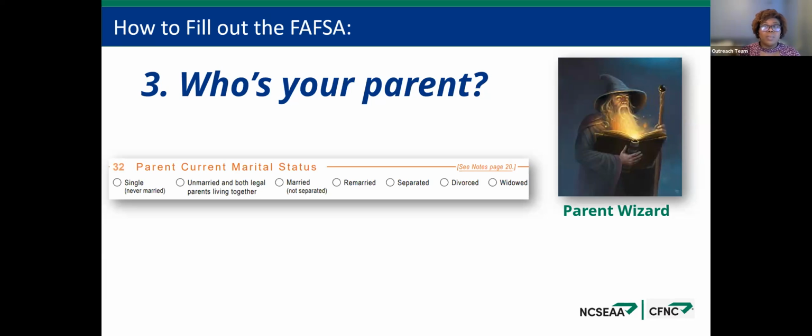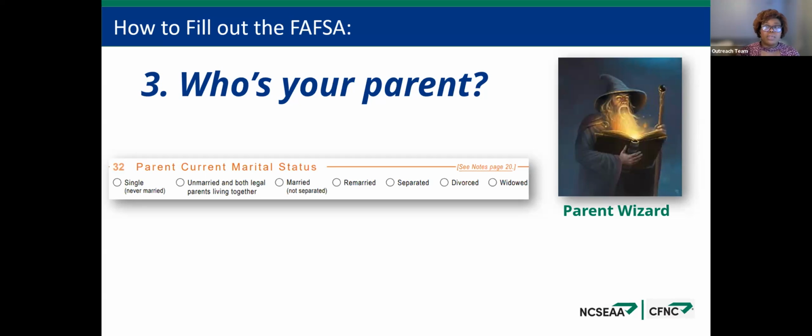So if a student's legal parents are married and they file their taxes jointly, only one parent has to obtain an FSA ID. And both parents' tax information will go on the FAFSA because they filed together and they're married. If the student's legal parents are not married and they do live together, both parents will have to get an FSA ID and both parents' tax information will go on the FAFSA. So again, if their legal parents are married and filed jointly, only one parent has to get an FSA ID and both of their tax information will go on the FAFSA. If the legal parents are not married, but they live together, both parents will have to get an FSA ID and both parents' tax information will go on the FAFSA.